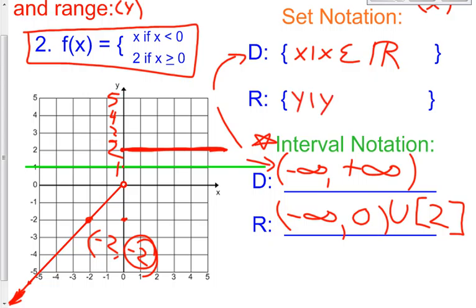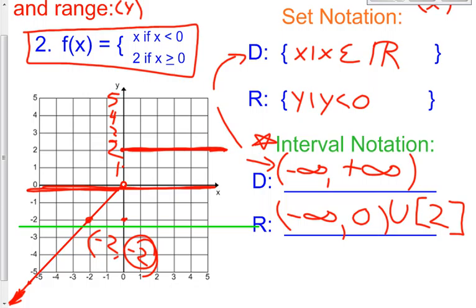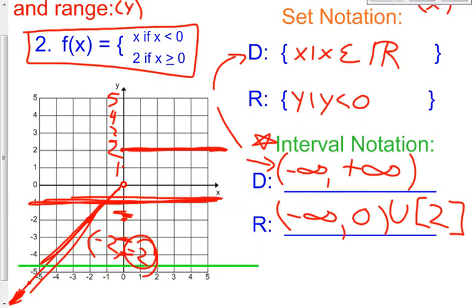For my range, it's the variable y. So y such that y, is it greater than or less than? What does y consist of? Y is everything less than 0. Look at the graph here. Everything that my y exists for is below the x-axis, so it's below 0. Negative 1, there's a value. Negative 2, there's a value. Negative 3, there's a value. Negative 4, there's a value. It goes down and to the left, so it goes all the way to negative infinity. So my y is less than 0, and that's where I get this coming from.